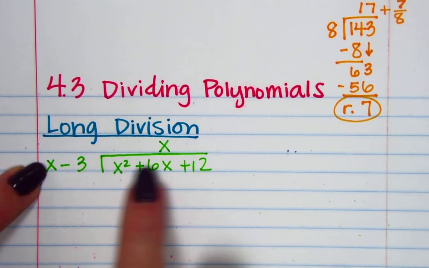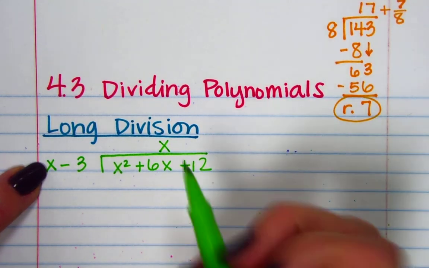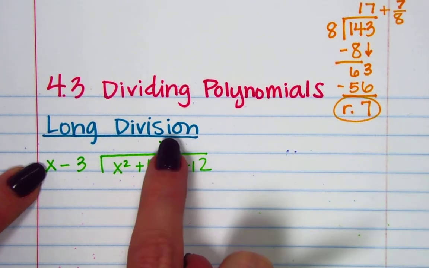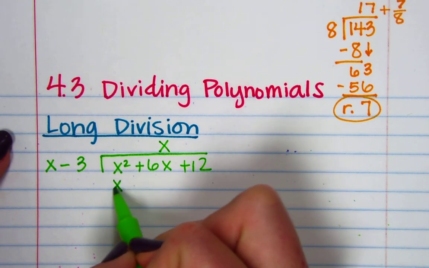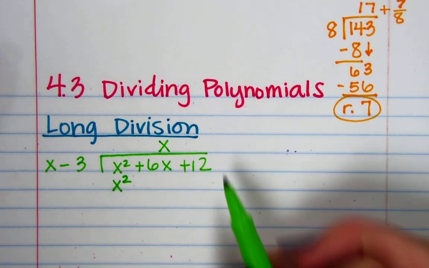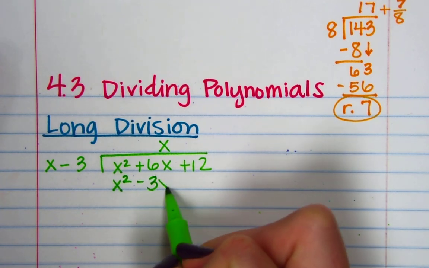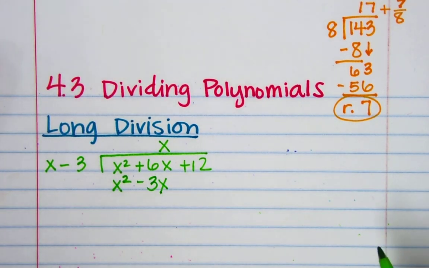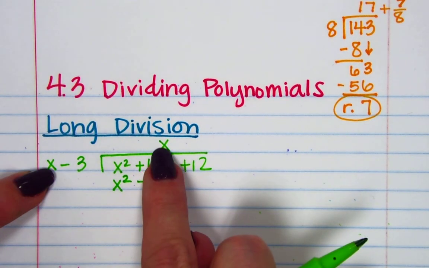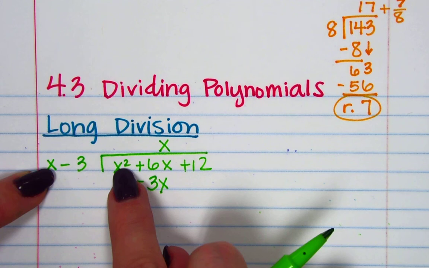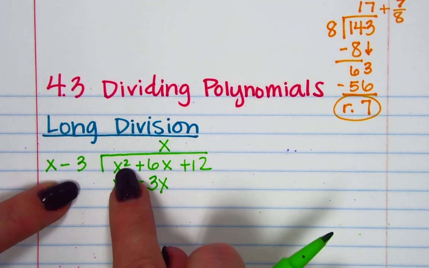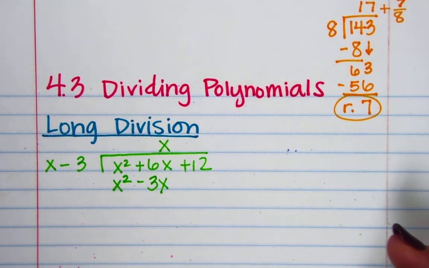These are our positions: x squared, x, constant. Then I'm going to do just like I did here when I put that 1 up here and multiplied it times 8. I'm going to multiply x times x squared, and I'm also going to multiply the x times negative 3, which gives me negative 3x. If you think about it, we're dividing. To get this x squared, if we had an x here, you know you've got to have another x. That's kind of a common sense thing.